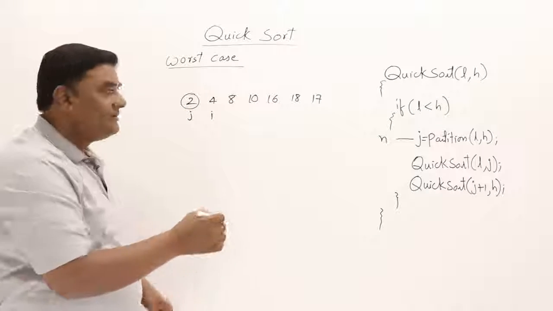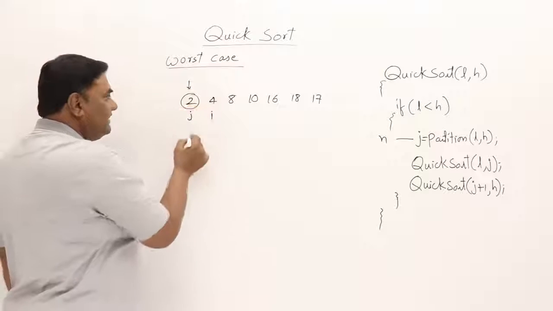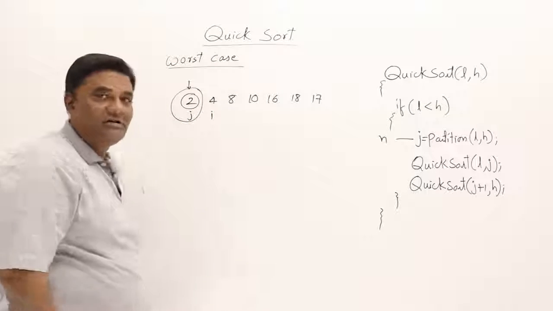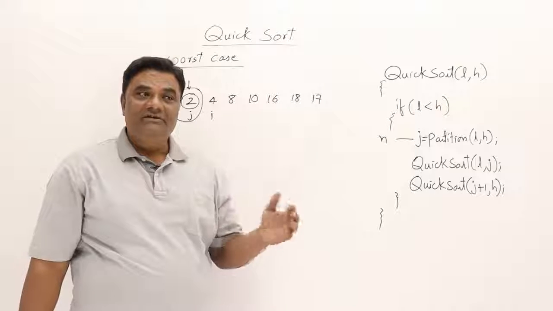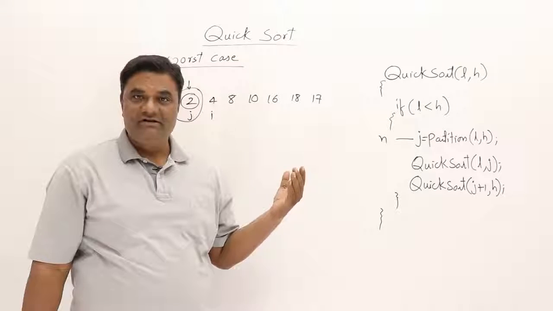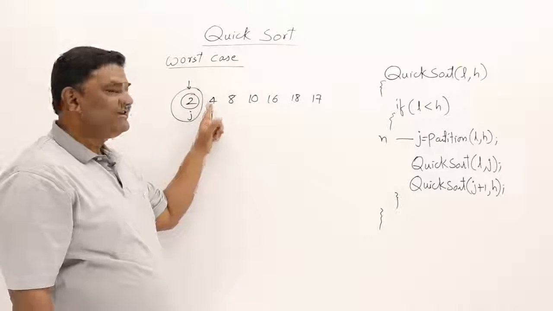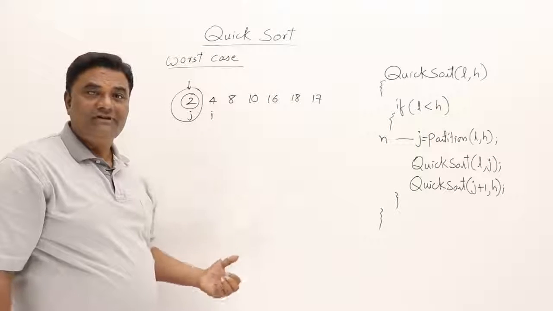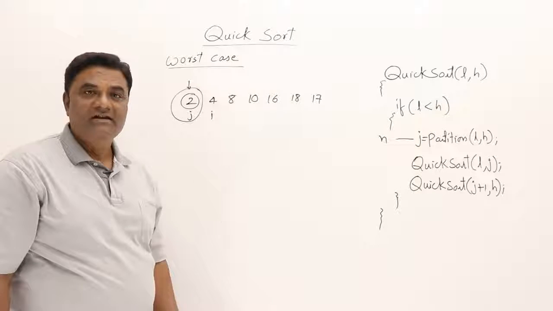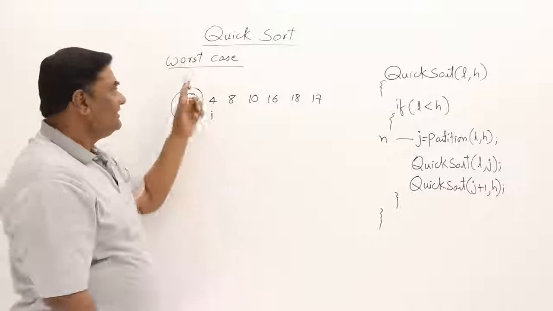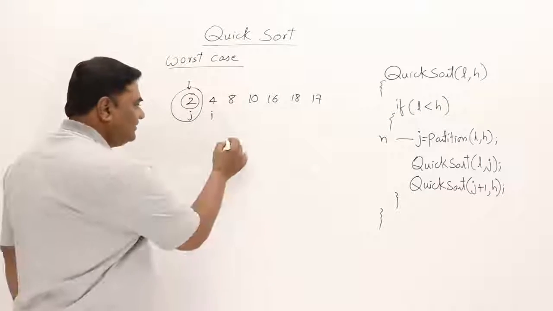Then where will the partitioning be done? At the same place. Now this is sorted, so the rest of the elements we have to sort. So you can see that partitioning will be done at the beginning of the list because the list was already sorted. Now from this list, if I select 4, where will it be positioned finally? At the same place again. So the partitioning will always happen at the beginning of the list. That is the worst case of quicksort.